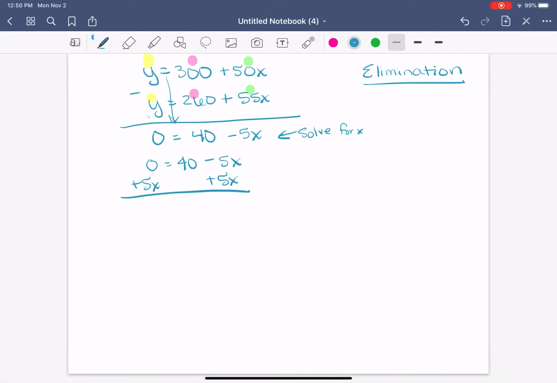So on the left side, 0 plus 5x is 5x, and that's equal to 40 minus 5x plus 5x is 0, so I've just got 5x equals 40. Now, just like the last method, I know that 8 is what belongs in place of x, because 5 times 8 gives me 40. But if I didn't, I could divide both sides by 5 and get x equals 40 divided by 5 is 8. So you can see you'll get the same thing either way. Sometimes it just depends on how your equations are set up, which method would be easier to use.